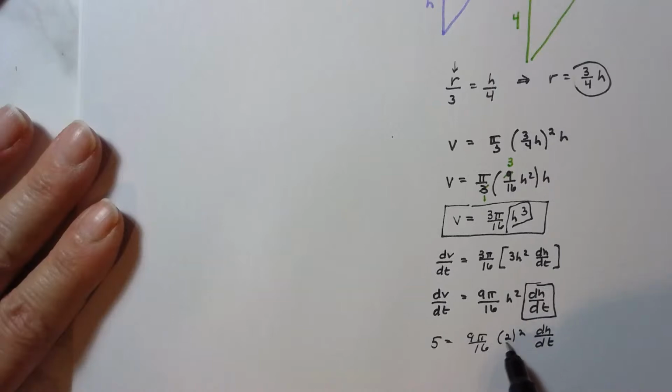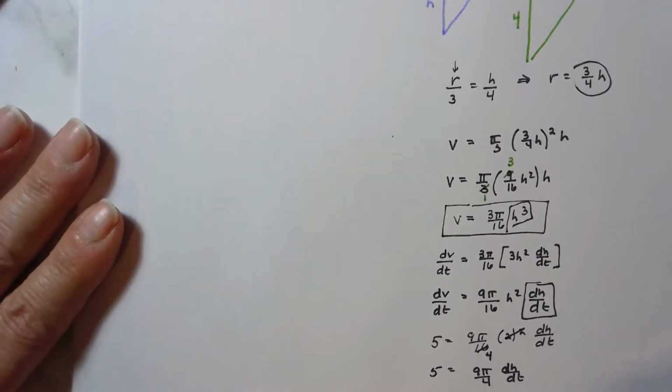So this is going to become a 4. And 4 goes into itself once, and it goes into 16 4 times. So I have 5 is equal to 9 pi over 4 dh/dt. Now if I multiply both sides by the reciprocal, I'm done. So 20 over 9 pi is equal to dh/dt, and I cannot simplify that anymore.